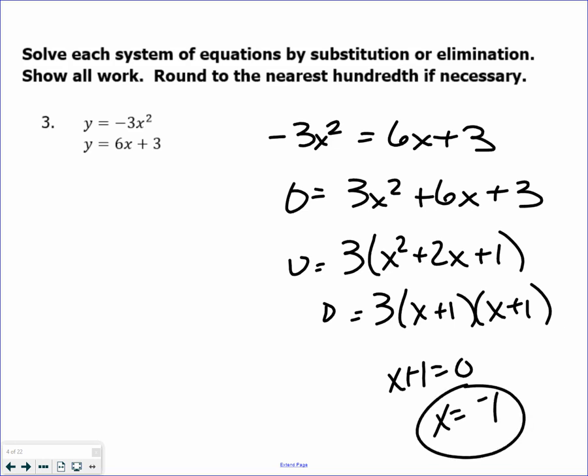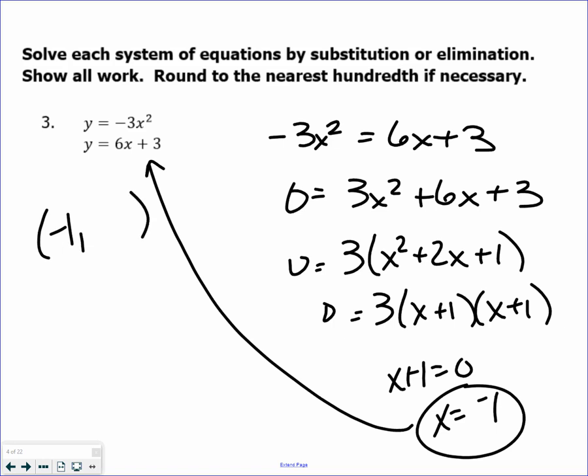Now, you could have used the quadratic formula. A would have been 3, B would have been 6, C would have been 3, and you could have gotten the same thing. So now x equals negative 1. I'm going to come back over here, plug negative 1 in for x, and I'm going to get negative 3. So now, there's only one answer because you have a parabola and a line that touches in one location.